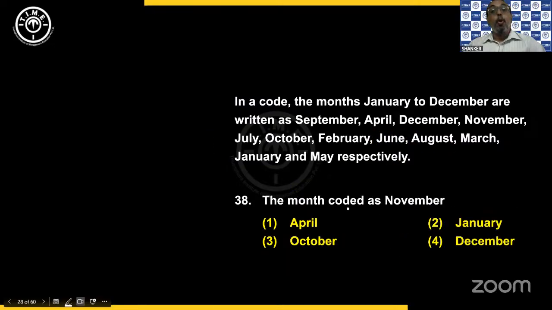Okay, next, the month coded as November. See, the code is November. So when you look at that, the month coded as November. See, November is here. So when you count first, second, third, fourth month. So what is the fourth month? April. Correct? And that's what you pick as your answer. April is coded as November. So learn to read the question first, especially when coding decoding is there. You need to know whether he's asking the code or is he asking us to decode. Following the point? Okay.